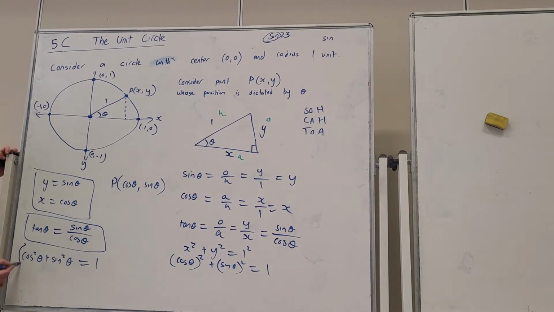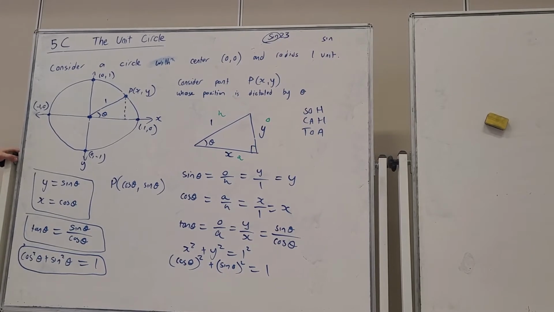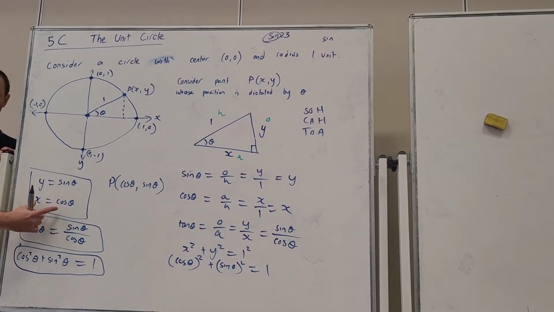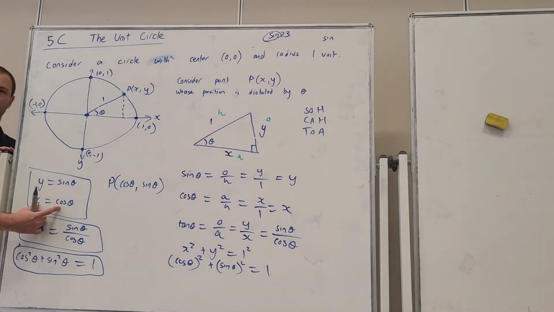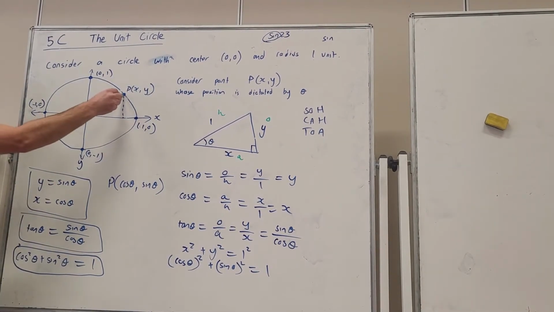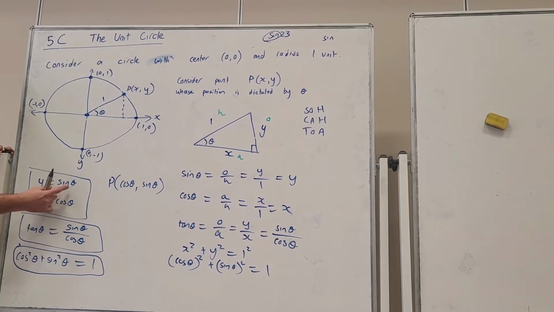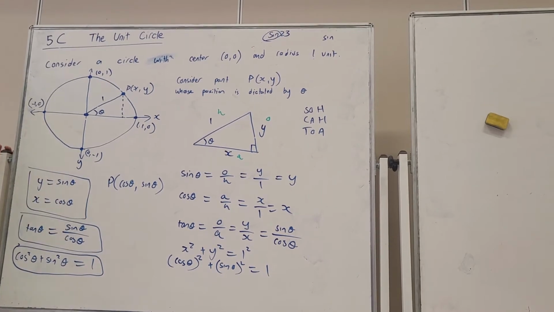So we have three important identities that we've derived here just from a sketch of the unit circle and explaining those relationships. What do you need to take away from this? This is the most important. The x coordinate for any point P is going to be cos theta. The y coordinate for any point P is going to be sine theta.